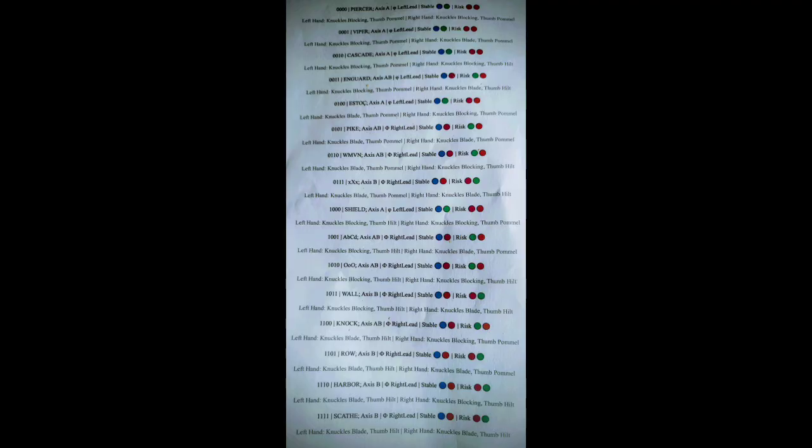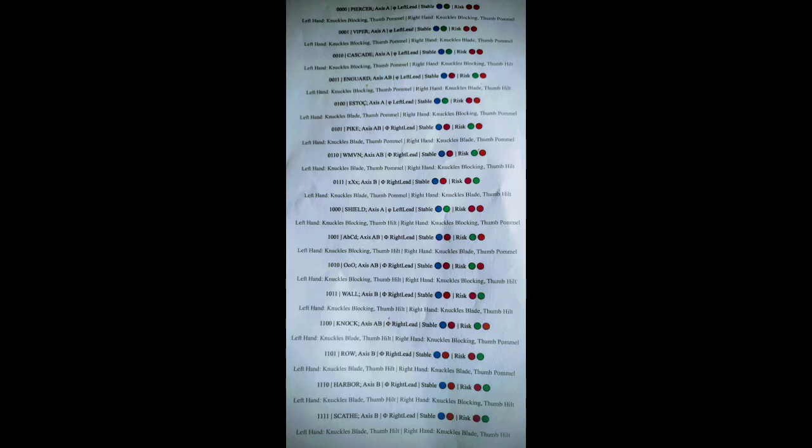That context makes all the difference. So if we look at the baseline group, Piercer, its code is 0000. Which makes perfect sense. Both hands are knuckles blocking and thumb pommel. It's symmetric, it's defensive, it's the foundation. Right. So now let's flip to the other operational extreme, the maximum aggression. Exactly. If Piercer is 0000, then you get Scathe at 1111. Every single variable is flipped. Both hands are now knuckles blade and thumb hilt.